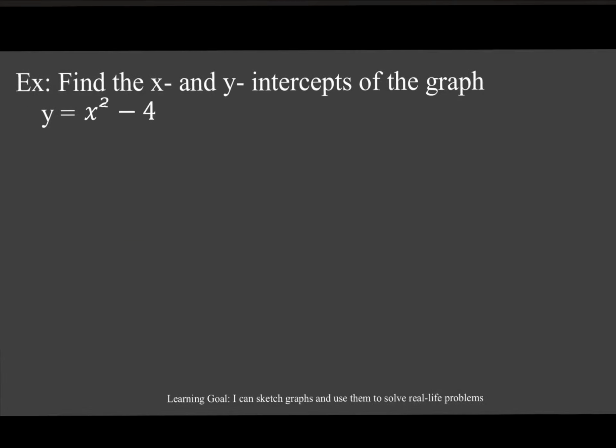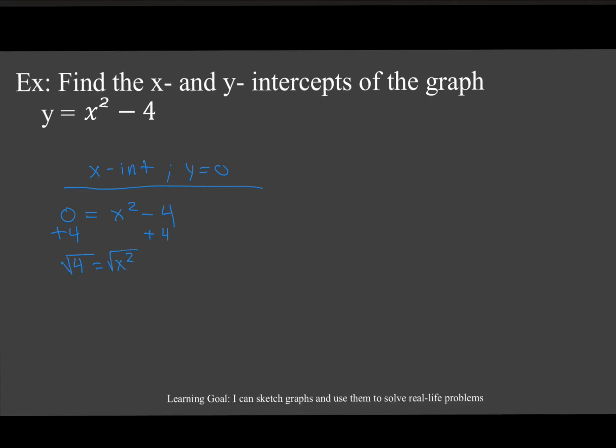So for this last example, we're going to try to find the x and y intercepts for the equation y is equal to x squared minus 4. So if we begin with our x-intercept, remember we got to set y equal to 0. That's how this always works. So if we substitute 0 for y, we're going to have 0 is x squared minus 4. Our next task is to isolate the x, so I'm going to go ahead and add the 4 over to the other side. So I have 4 is equal to x squared.